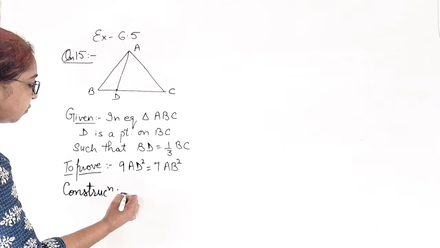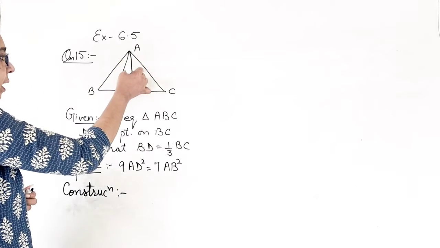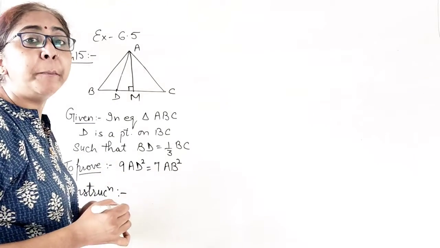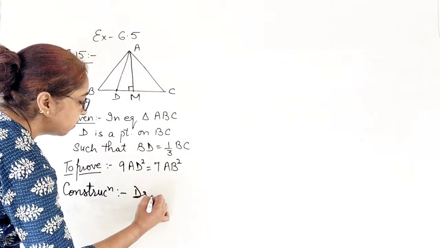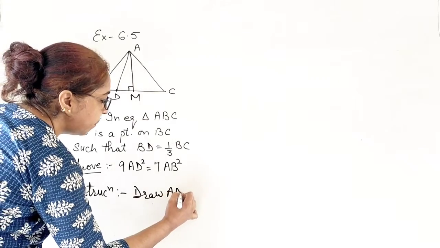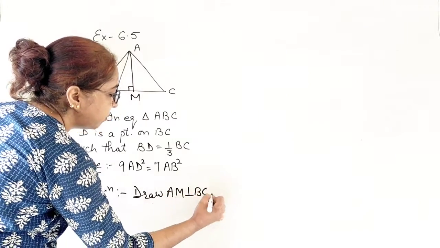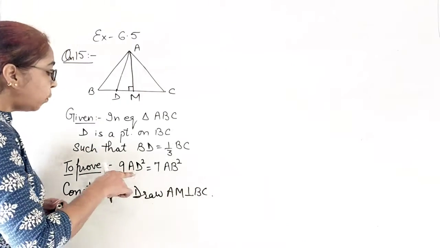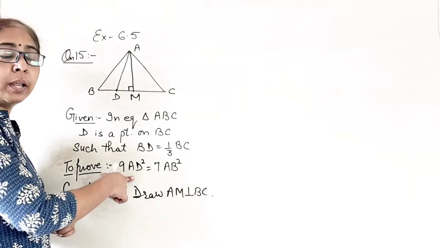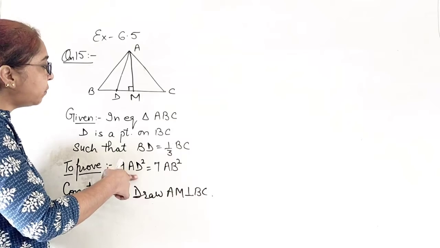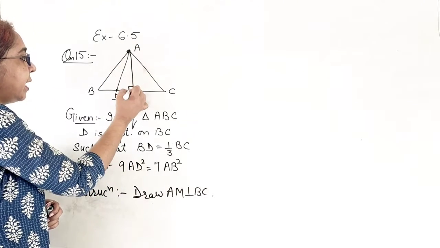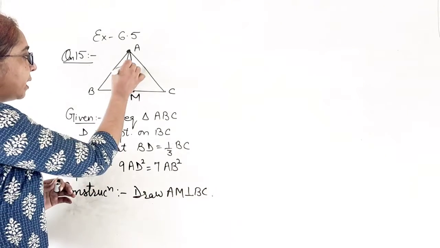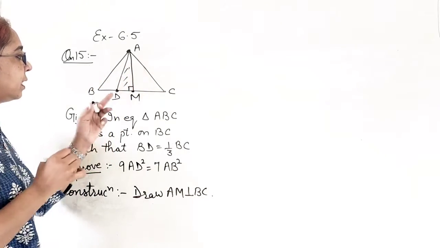So the construction will be, draw AM perpendicular on BC. So this is about construction. Okay? Now we have to see this AD square. This AD square you have to find in triangle AMD, isn't it? So we'll apply the Pythagoras theorem first in this triangle.